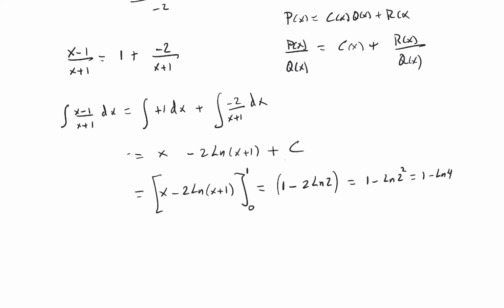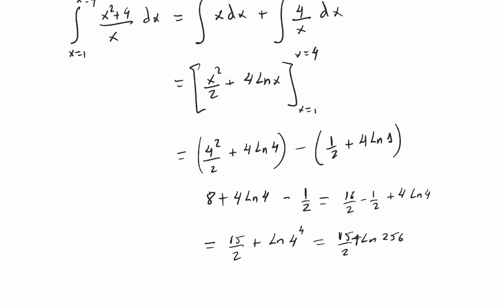So you evaluate between 1 and 0. For 1 it is 1 minus 2 log of 2, and for 0 it is 0 minus 2 times log of 0 plus 1, that is log of 1, which is 0. So it will be 0.